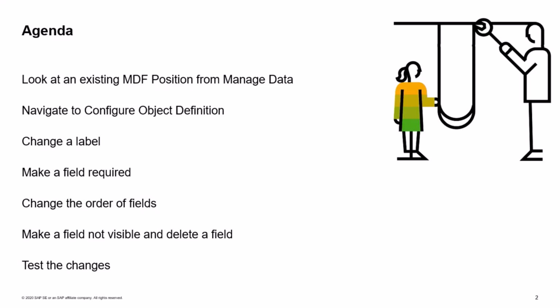We will then navigate to Configure Object Definition to change a label, make a field required, change the order of fields, and then we will make a field not visible and delete another one. We will then test the changes that we made.